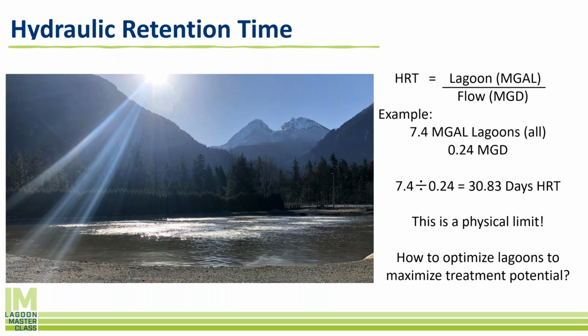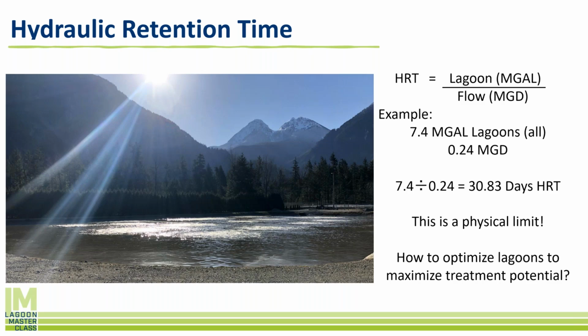So for example, let's say we have multiple lagoons and they total 7.4 million gallons. And we have a flow coming into those lagoons, or at least a design flow. It could be variable, but we'll calculate this at a max. A max daily flow of 0.24 million gallons per day. All you gotta do is take 7.4 divided by 0.24. And then what we find out is, in this sample case, the HRT of the lagoon system is 30.83 days.